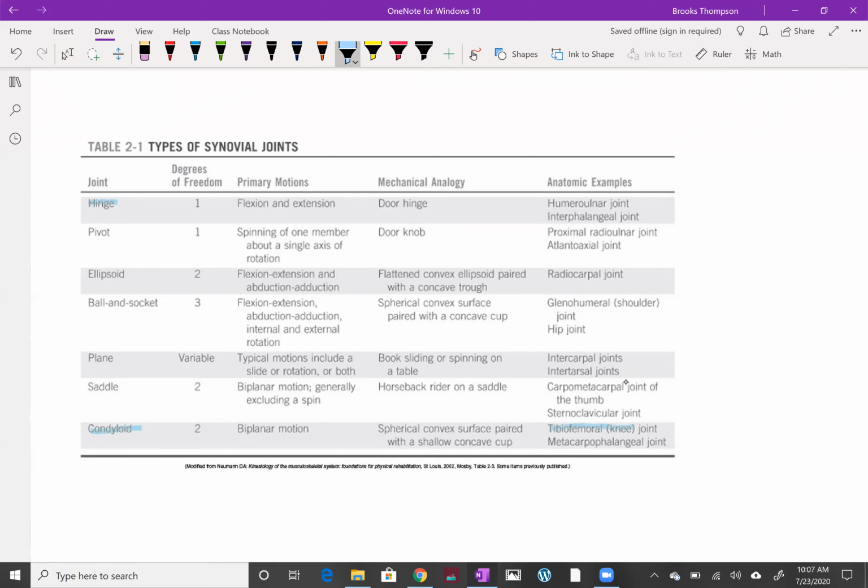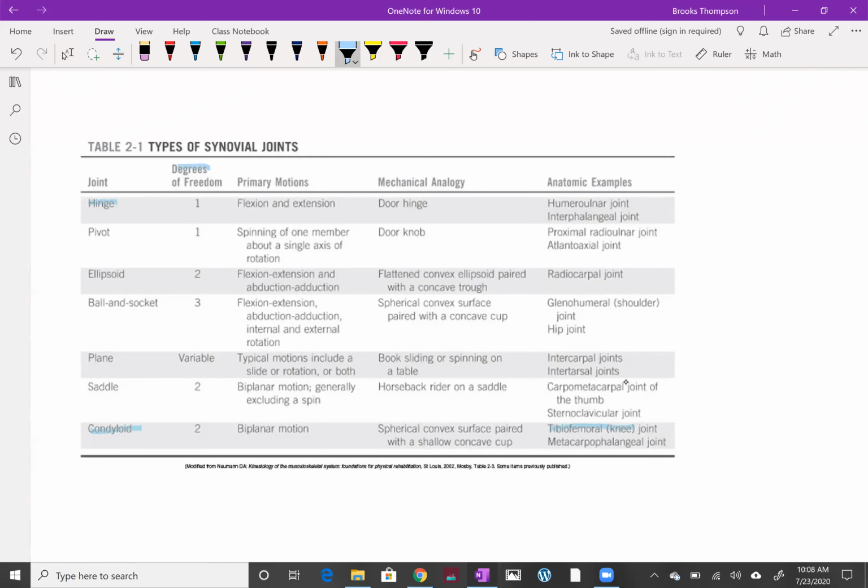You're thinking, but it only flexes and extends like a hinge. That is true, it does that, but it also does a little bit of rotation. And that rotation is a key component of the screw-home mechanism, which we'll talk more about at the knee, that helps lock the knee. Without that rotation, you don't have the screw-home mechanism. So technically, the knee joint goes through two planes of motion. That's something else we should be paying attention to.